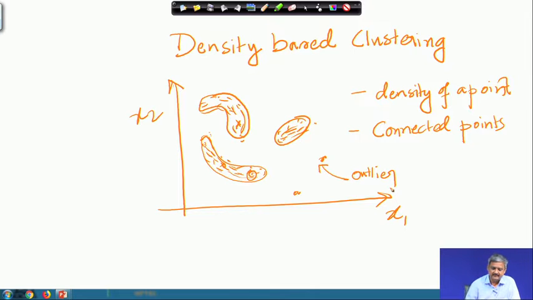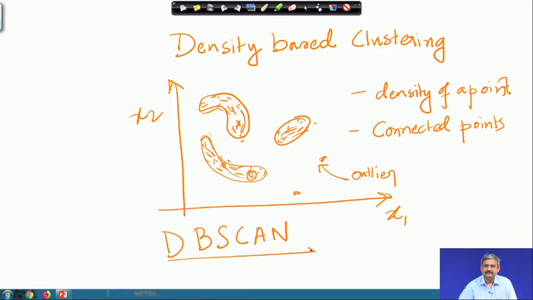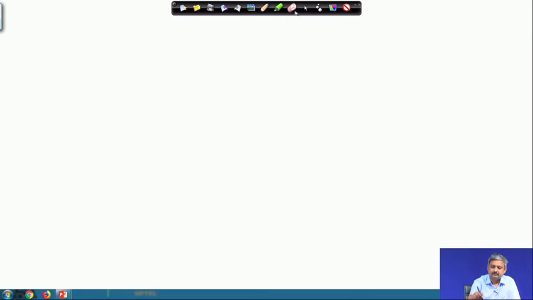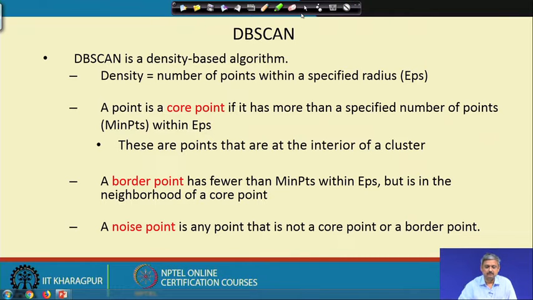These kinds of algorithms are of course called density based clustering algorithms. This idea is used in one clustering algorithm called DBSCAN, density based spatial clustering, an acronym for all that. Let me explain what it means. I will come back to this.